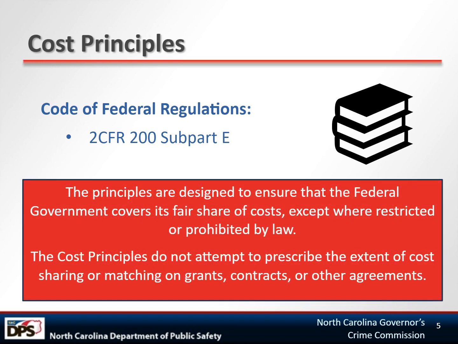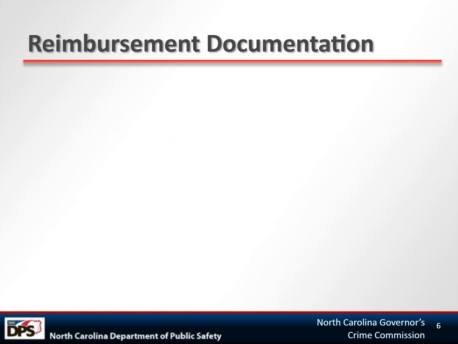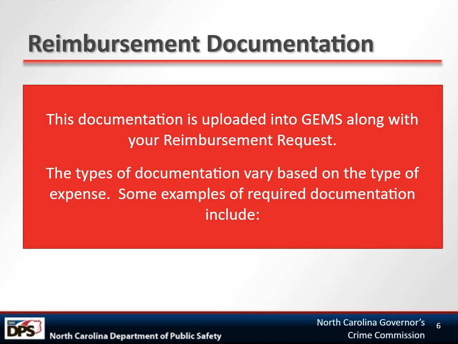The principles are designed to ensure that the federal government covers its fair share of costs, except where restricted or prohibited by law. The cost principles do not attempt to prescribe the extent of cost sharing or matching on grants, contracts, or other agreements. When requesting a reimbursement, you must provide documentation that provides proof that the expense was incurred. This documentation is uploaded into GEMS along with your reimbursement request.